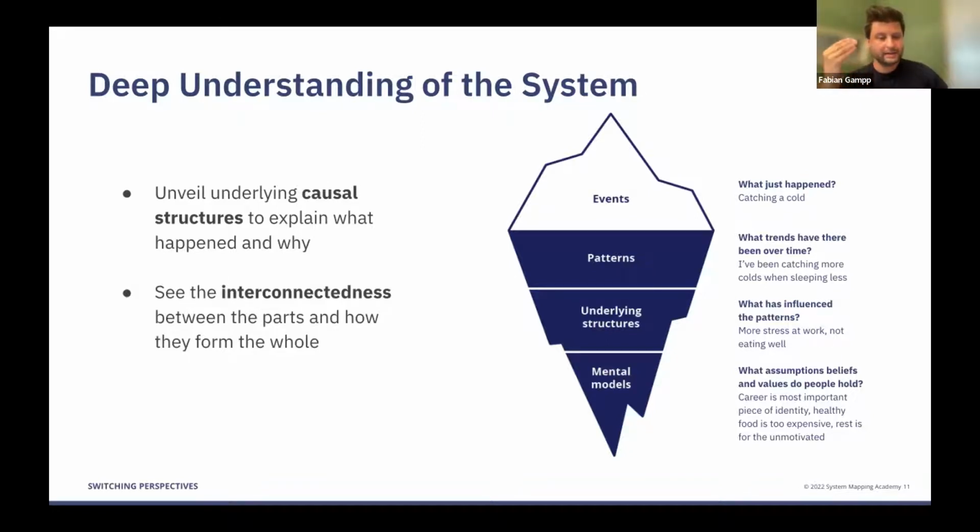And we see system thinking as kind of this tool to bring us down this iceberg to really understand the mental models, which also have the most leverage in it. So if we would change the mental models, we can ultimately change the events at their core, at their root cause, basically. So system understanding is about these causal structures to explain what happened, and also to see the interconnectedness between these mental models, patterns, underlying structures, and events.